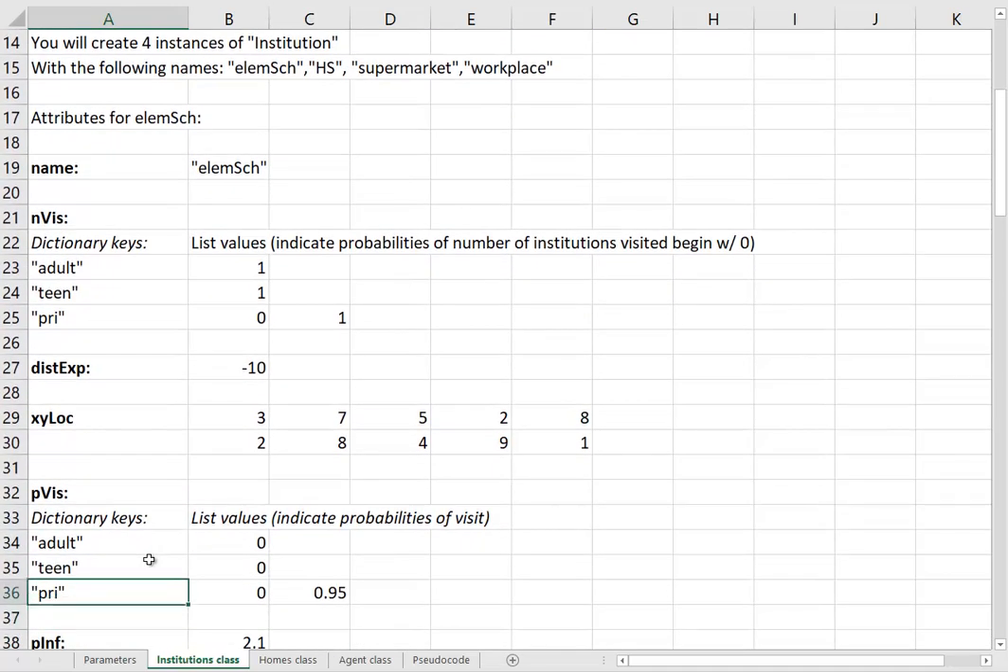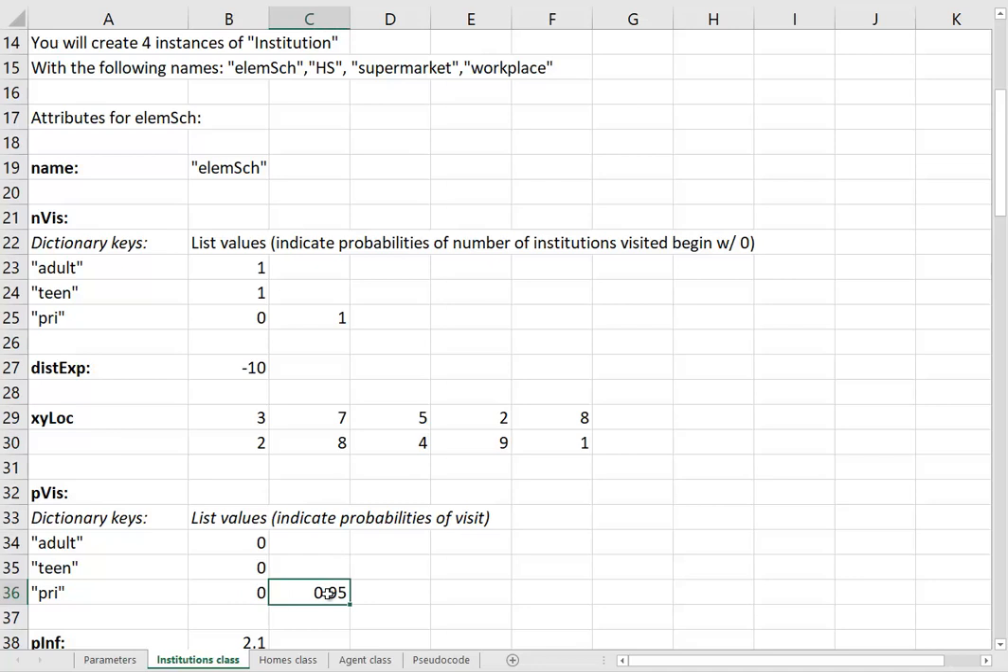Now notice that these have the same shape as these up here. I want to know for these institutions that they visit, how often do they visit this institution? Right. So here, because the adult and the teen never visit the institution, I can just put 0 here. The primary student will visit his assigned primary school 95% of the days.